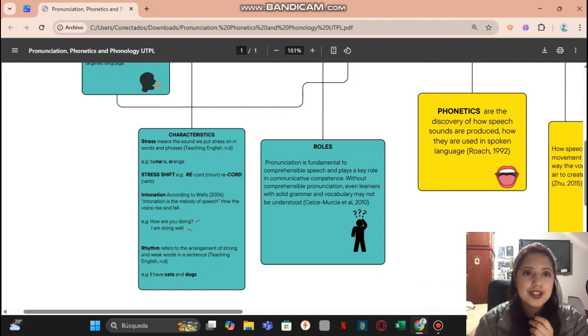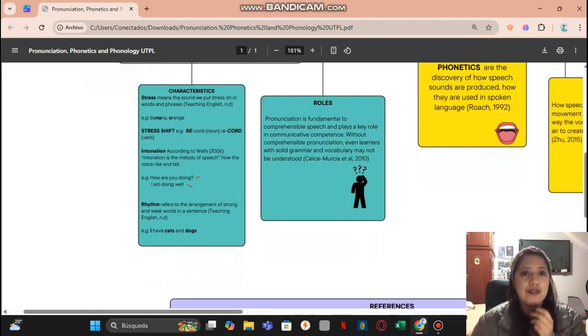Now we have the intonation. Intonation is how our voice rises and falls. For example, how are you doing? In this phrase, we raise our voice at the end of the sentence. Or, I'm doing well. Here, the voice falls at the end of the phrase. Intonation is like the melody of speech.